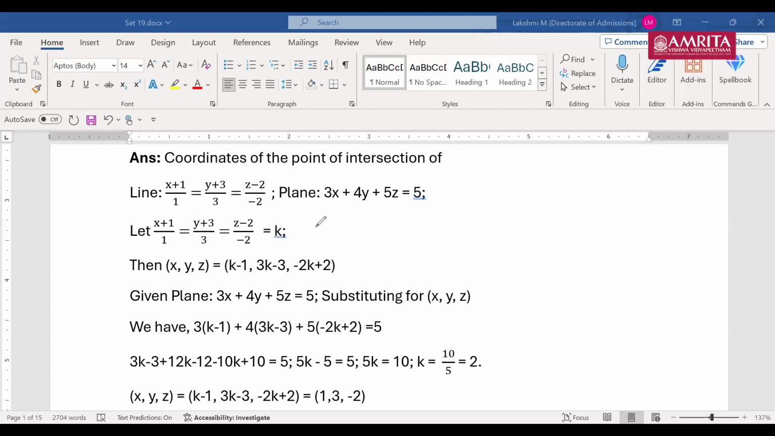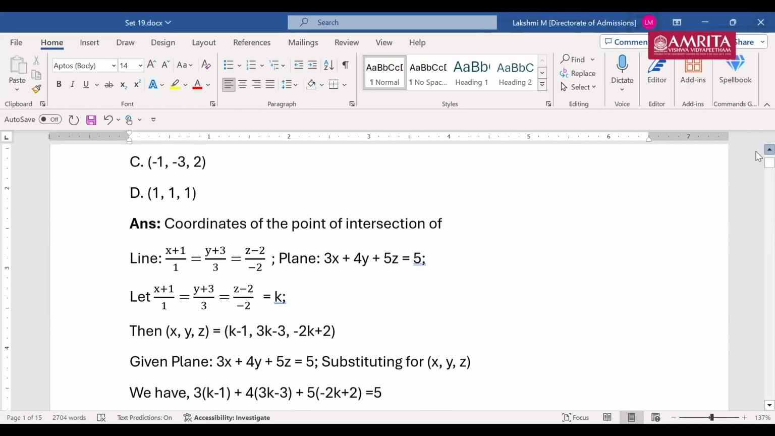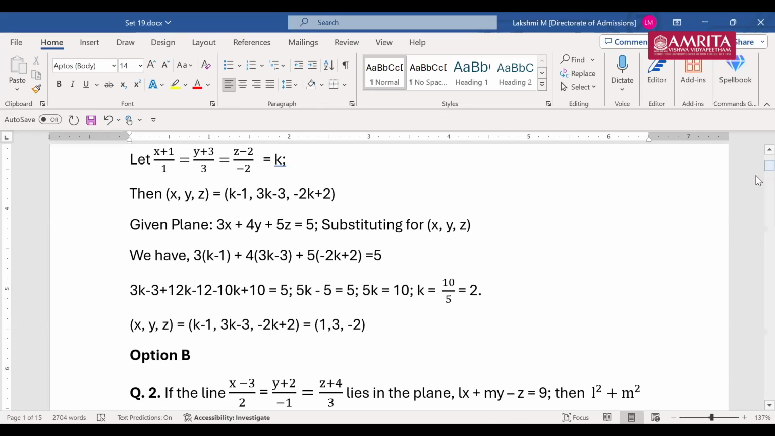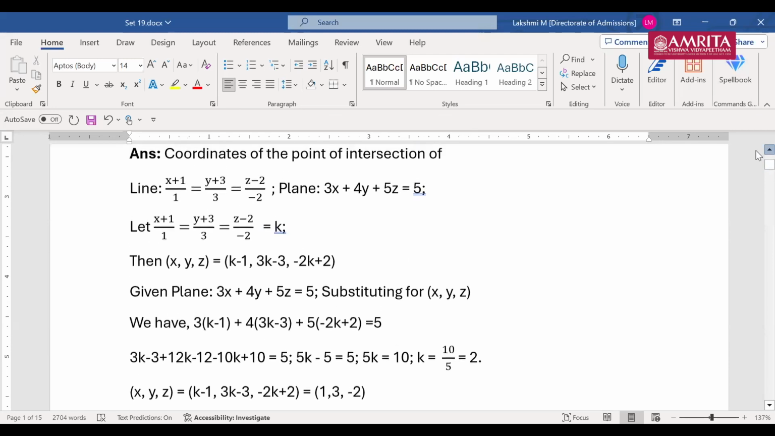Initially, I have the line and the plane. I have to find the values. I've just equated it to r, k, or t, whichever you want. And you have these values. So for x, it's k minus 1. For y, it's 3k minus 3. For z, it's minus 2k plus 2. I've substituted it in the plane because in the question it is clearly given that the point of intersection of the line with the plane lies on the plane, so that point remains in the plane.